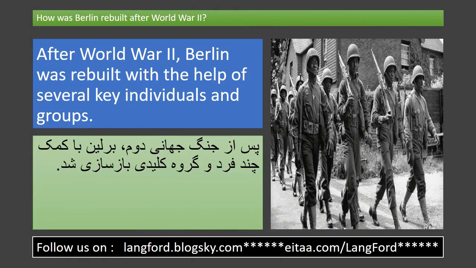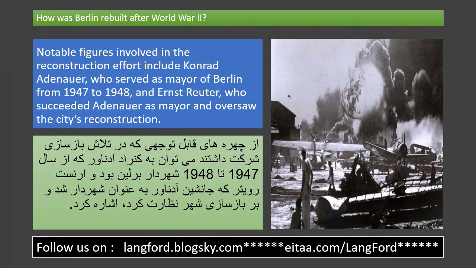After World War II, Berlin was rebuilt with the help of several key individuals and groups. Notable figures involved in the reconstruction effort include Konrad Adenauer, who served as mayor of Berlin from 1947 to 1948, and Ernst Reuter, who succeeded Adenauer as mayor and oversaw the city's reconstruction.